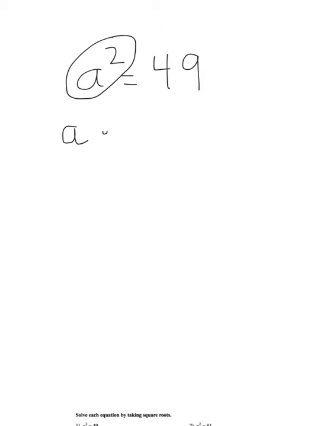Before doing a lesson on solving quadratic equations by using square roots with multiple equations, we're going to review what square roots are. If we have the equation a squared equals 49, what does a squared mean? A squared is saying that we multiply a by itself 2 times. So a times a equals 49.